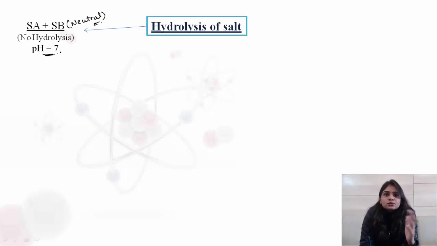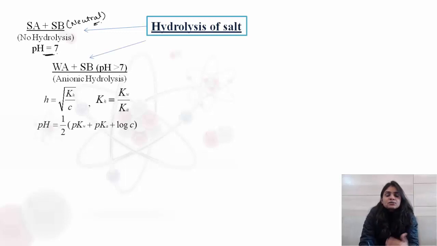And for a salt of strong acid and strong base, there is no hydrolysis of their conjugate ions, because they are from strong acid and strong base. So one thing to be kept in mind is that if the acid is strong or the base is strong, their conjugates will not undergo hydrolysis. So hydrolysis will be for conjugates of weak acid or weak base.